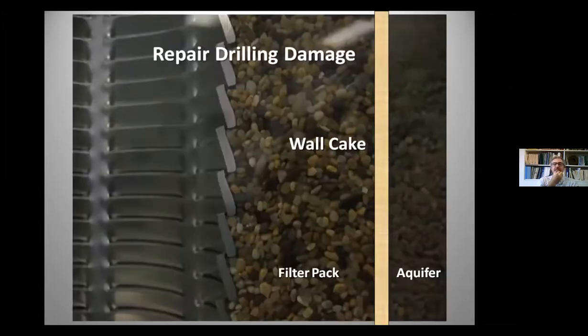So this is what we think we're trying to accomplish during the development process, that we're going to repair the drilling damage. That term means I want to break down this wall cake or this residual drilling fluid that's left in the borehole after the well's been drilled and the gravel pack set. So this is the aquifer material. I want that to be clean. I want my filter pack clean, but I want this wall cake broken down and removed.